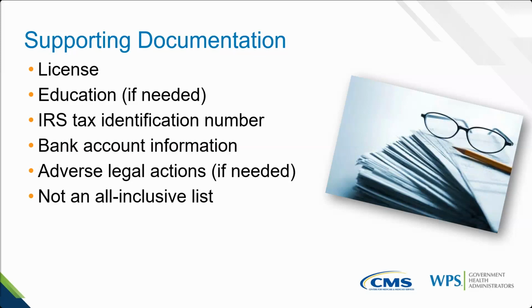We'll also ask for any adverse legal actions if needed. So typically this is addressed in Section 3 of all of the 855 applications, asking whether or not the enrolling provider has any adverse legal actions. Having them doesn't necessarily preclude a provider from enrolling, but if they have them, we do need to know when the action was taken, who it was taken by, if there was a resolution, what was that resolution, and then we're looking for documentation of that, and it would be like court documents that are outlining that action.